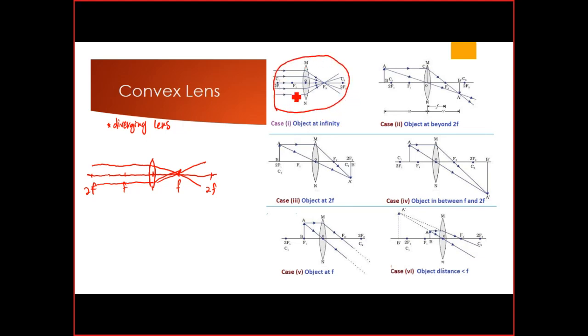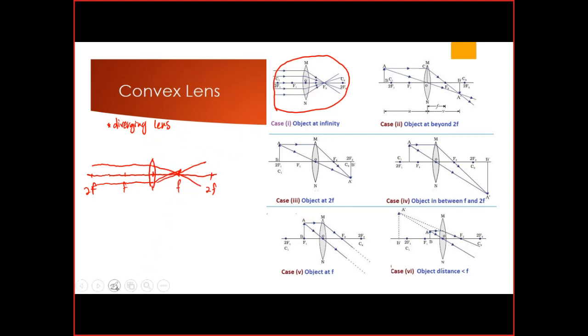This is our first picture. From infinity, the light rays pass through the convex lens and converge to this point F. So what is the characteristic of the image? There's basically no image, you just get a point. So the image becomes very much diminished. I think that's basically everything that you can have.